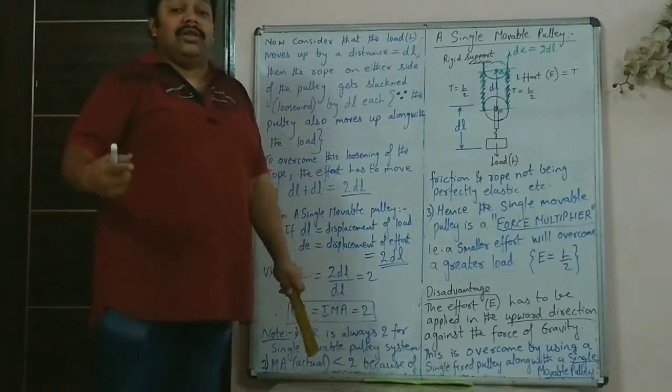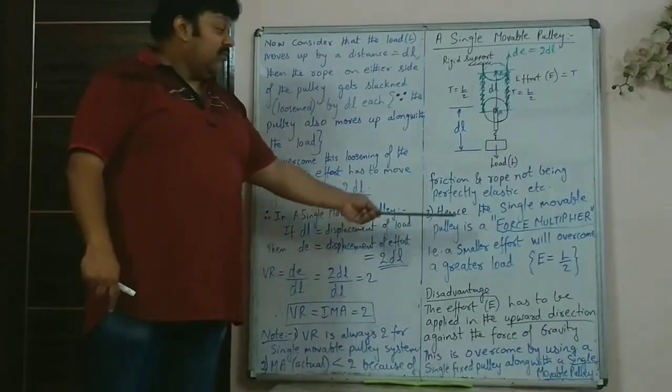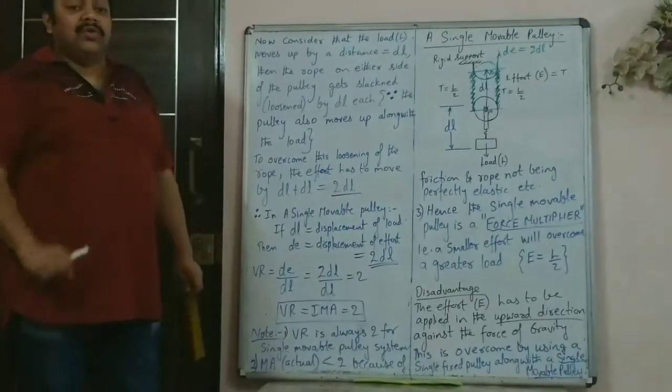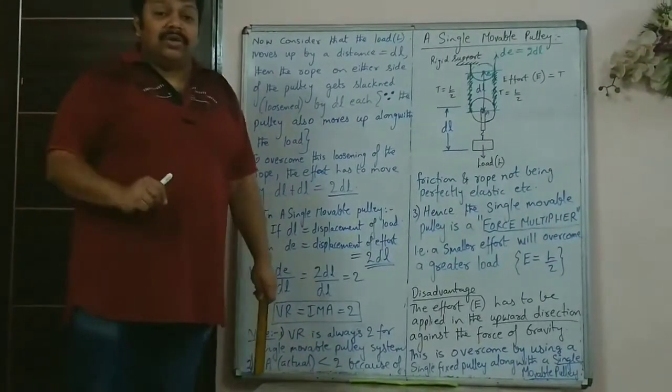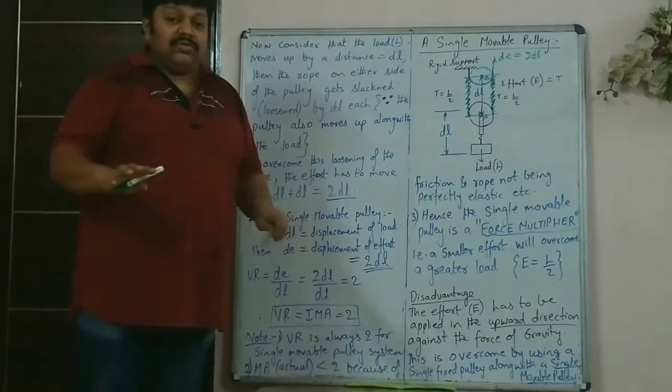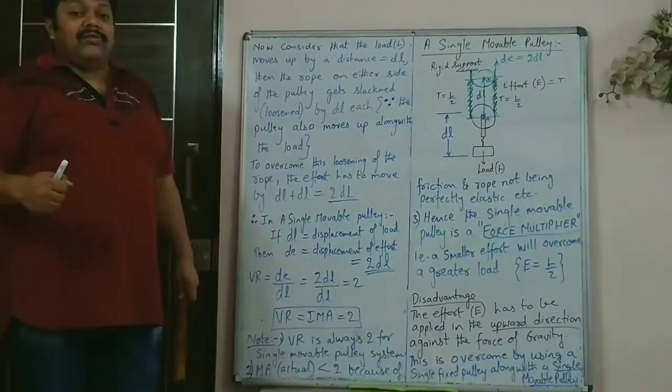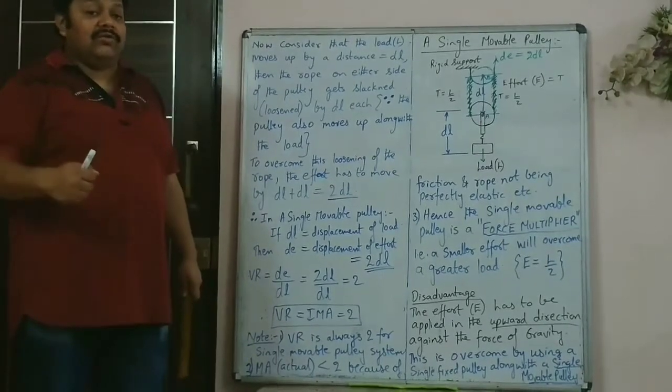Mechanical advantage greater than 1. So it is a force multiplier. Single movable pulley system is a force multiplier. Single fixed pulley system was not a force multiplier, not a speed multiplier. It was only used to apply effort in a convenient downward direction.